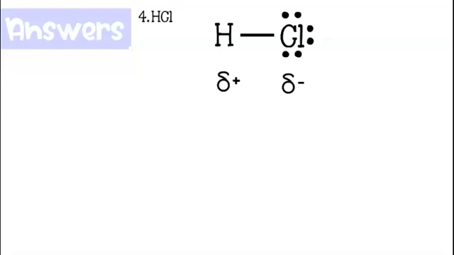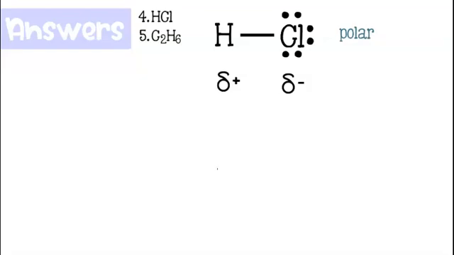Now let's look at HCl. The Lewis structure should look like this. Notice how the electrons are concentrated around the chlorine. Well, that means we're going to have partial negative at chlorine and partial positive on the left side near hydrogen. And that means we have a polar covalent molecule.